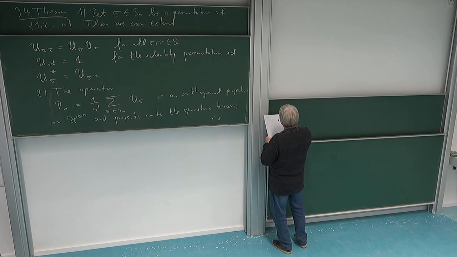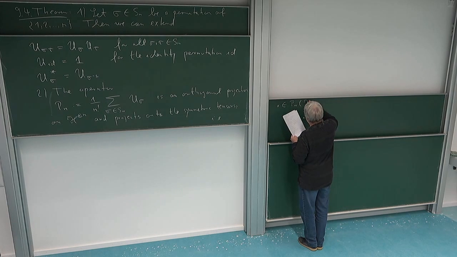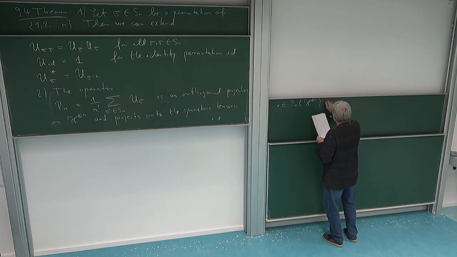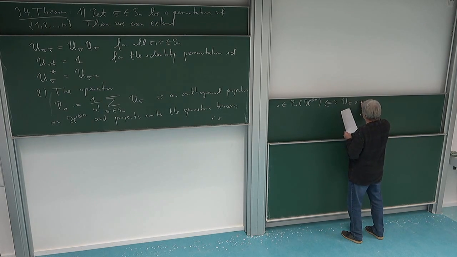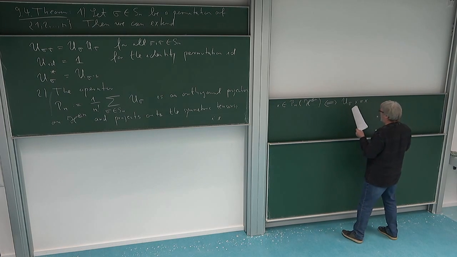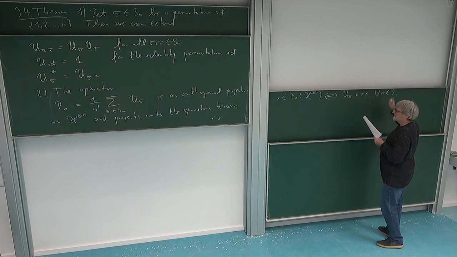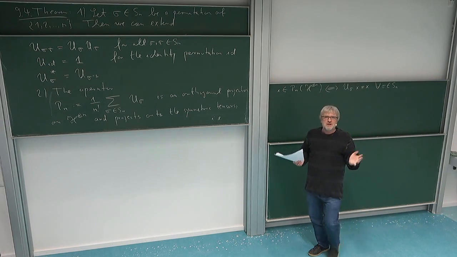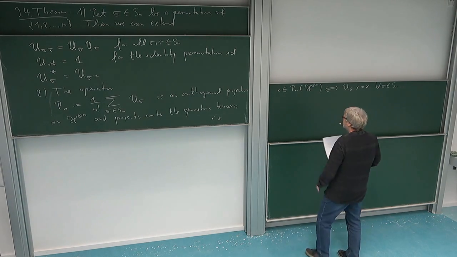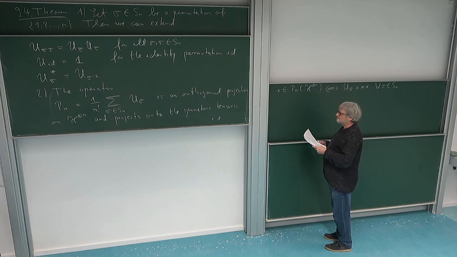So I'm claiming here that if X is in the image of Pn applied to H to the tensor power n, this is the same as that any U sigma acting on X doesn't change X. So this is X again for all sigma in the permutation group. So this condition specifies what I mean with symmetric tensor, and here I'm claiming that this projection really projects down onto them.